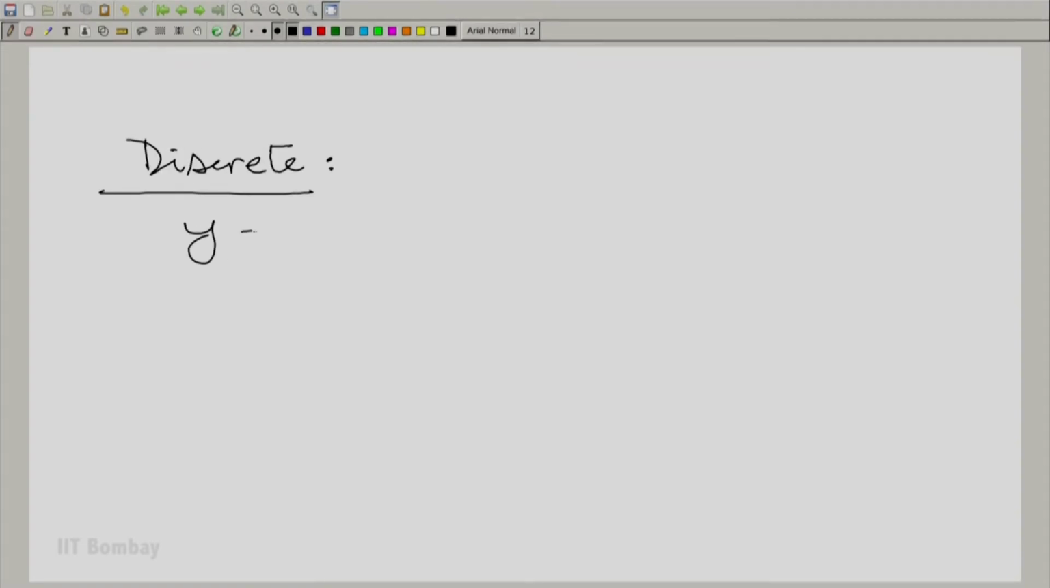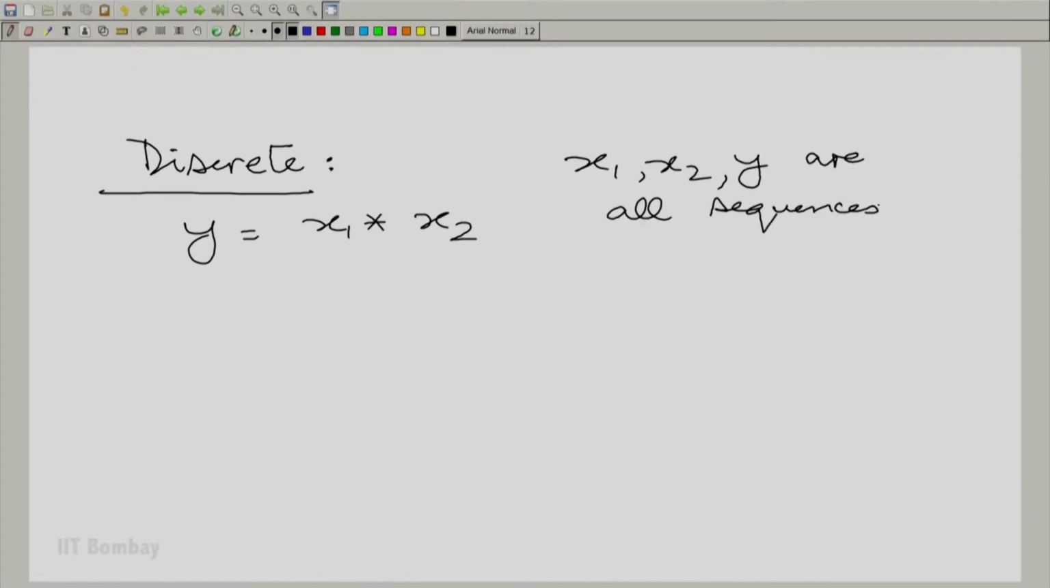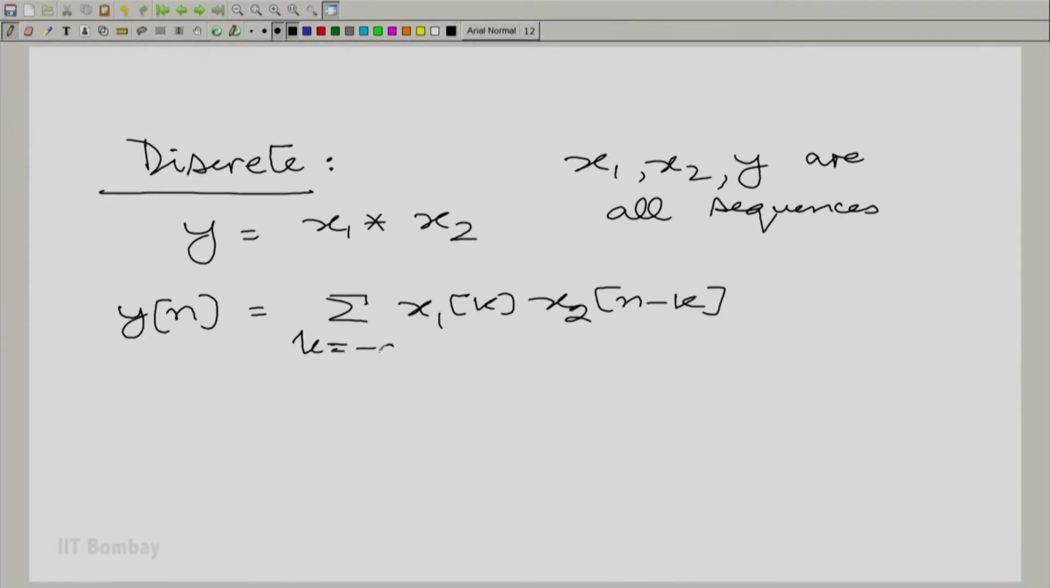Let y be equal to x1 convolved with x2. Of course, x1, x2, y are all sequences. So, y[n] is by definition the sum of x1[k] x2[n minus k], summed over all k, running over all the integers. And now we make a very simple transformation of variable. We put n minus k equal to L.